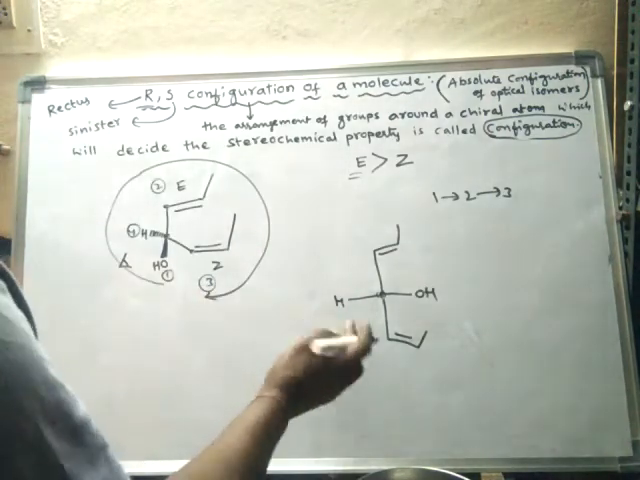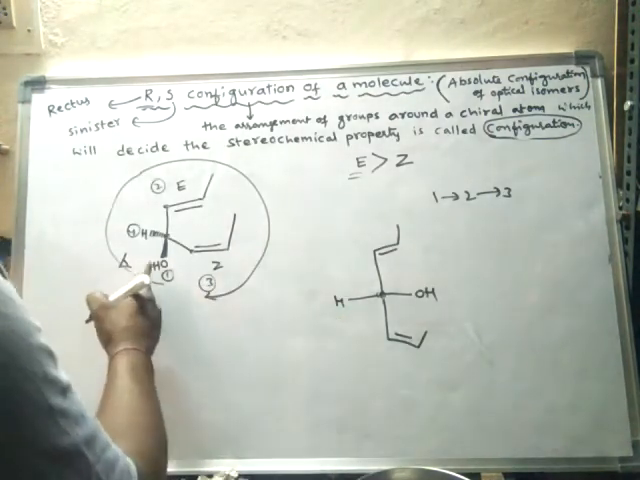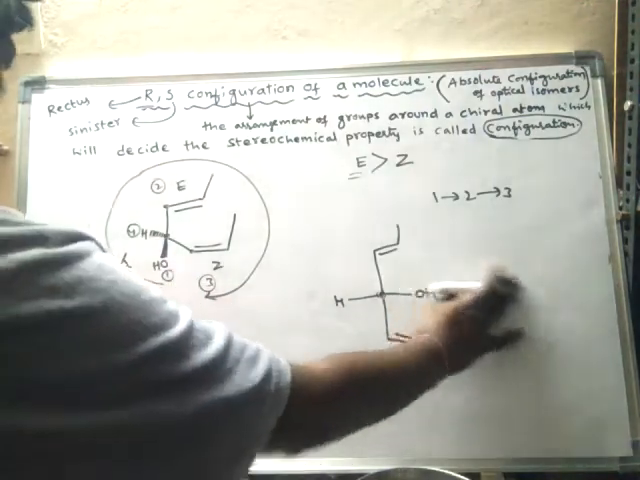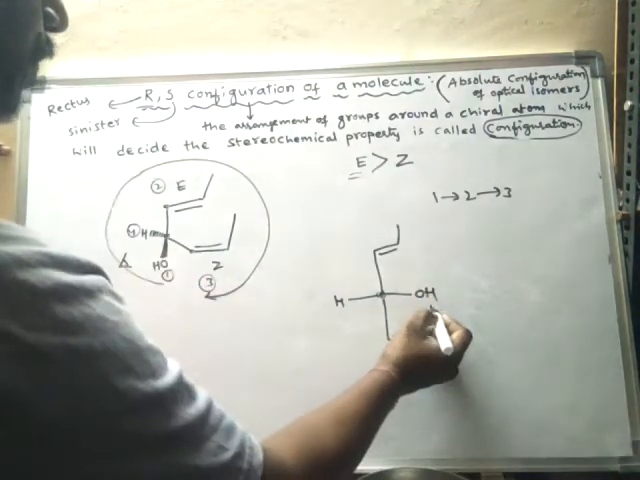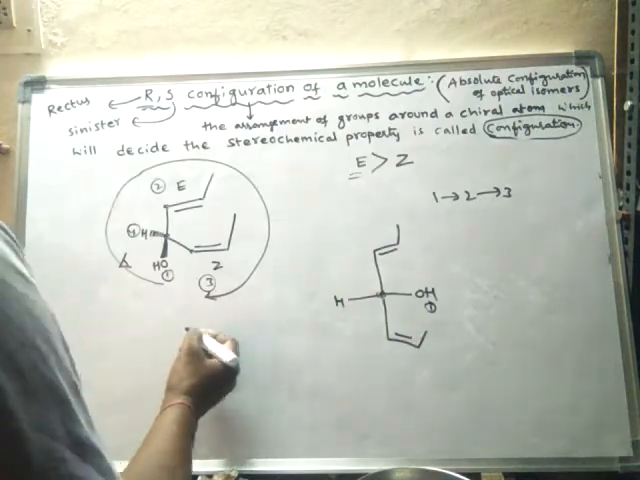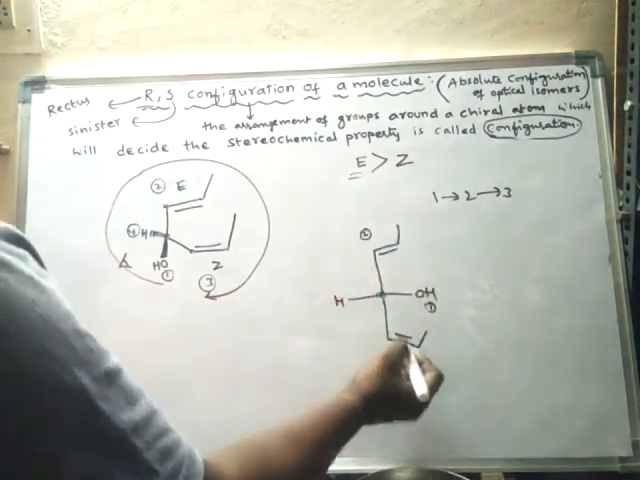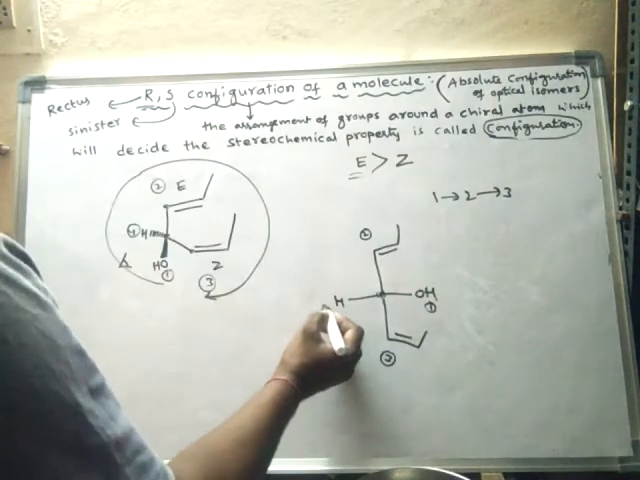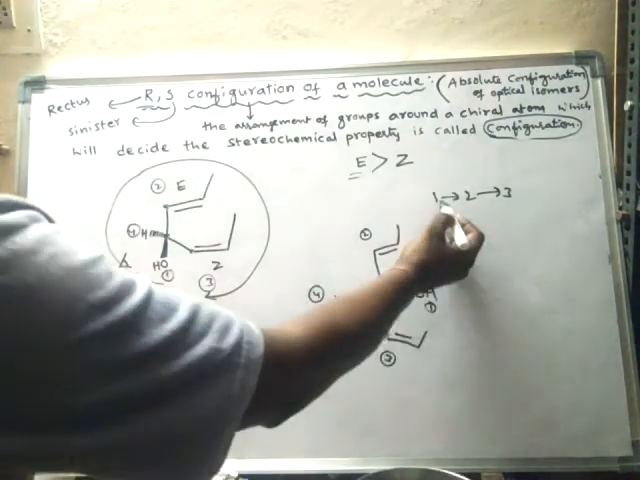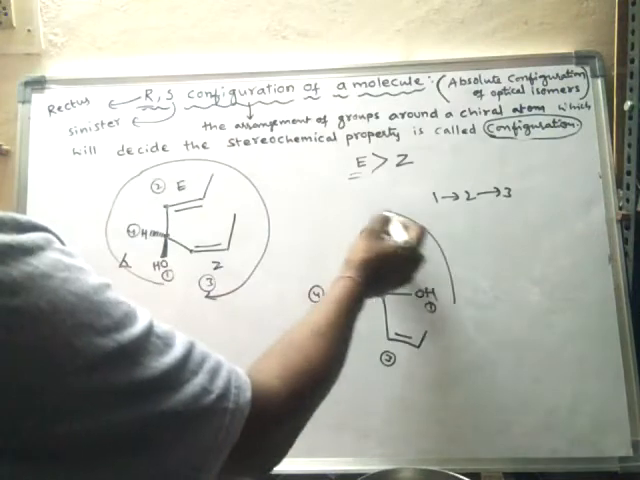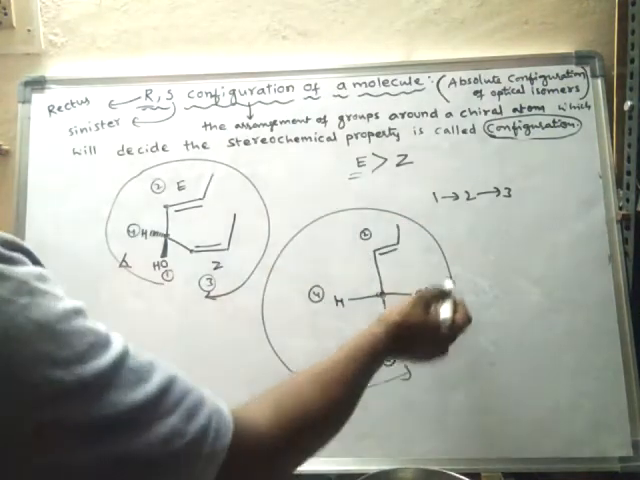Now, priority-wise we have to assign. So this is priority 1. Here it is E, so that is priority 2. This is priority 3, and this is priority 4. So we have to follow 1 to 2 and 2 to 3. So 1 to 2, 2 to 3.